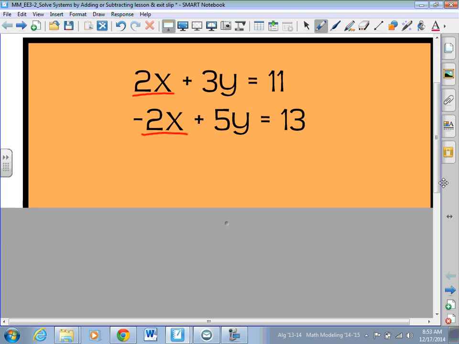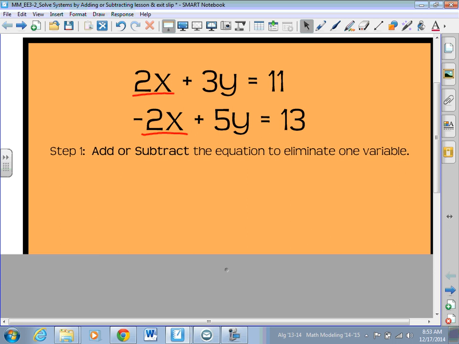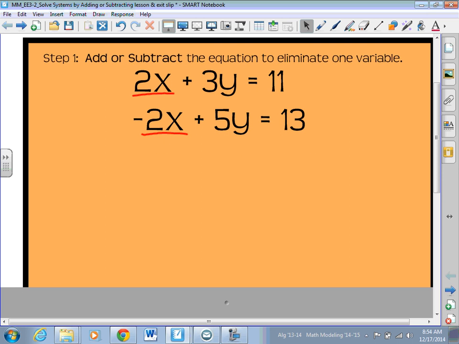So here are our steps. Step 1, we are going to add or subtract the equations together to eliminate one of the variables. So we are going to add or subtract the equations to eliminate one of the variables. We're going to form a massive addition or subtraction problem. So I want to eliminate one of the variables. Well, if I add or subtract the 11 or 13 together, I'm not going to get 0, am I? And it's not one of my variables, so I shouldn't pay attention to that.